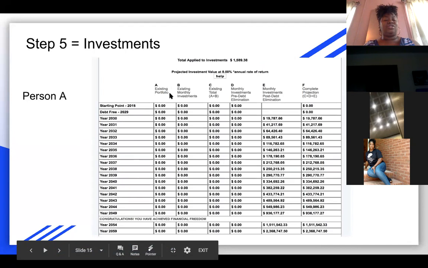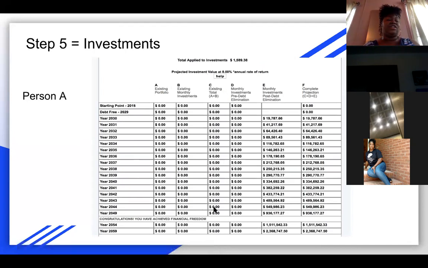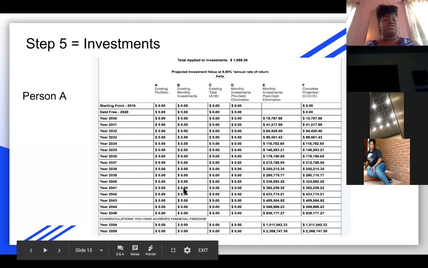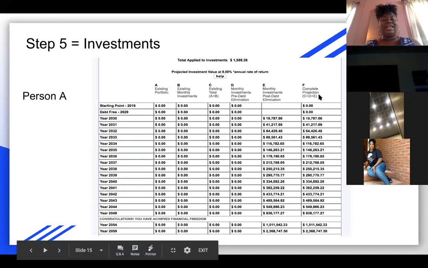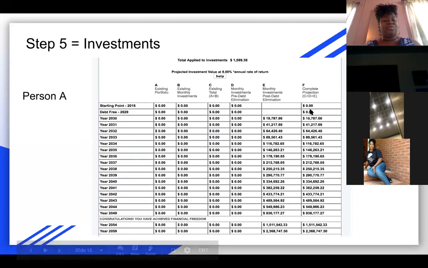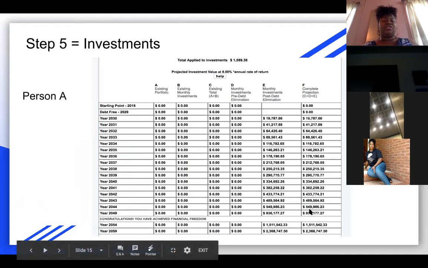And this is your table to show you that before A, B, and C, you didn't have any investments. Remember those zeros? That's what these are. D, E, and F, pre-debt, you didn't have anything. But E and F shows you that after you paid off your debt, if you start investing this amount at 8% rate of return, this is going to be your outcome. And this is what you will need to be financially free at 2049.